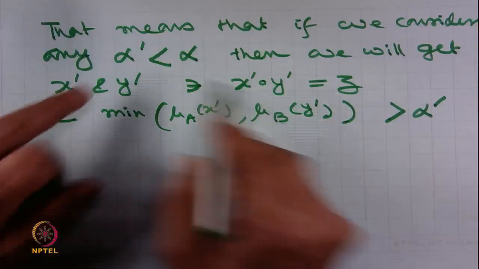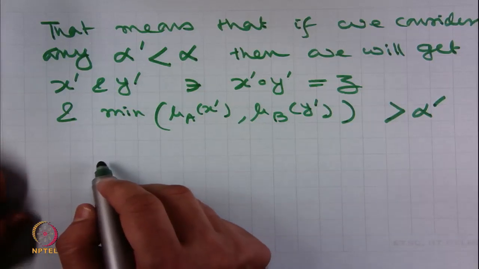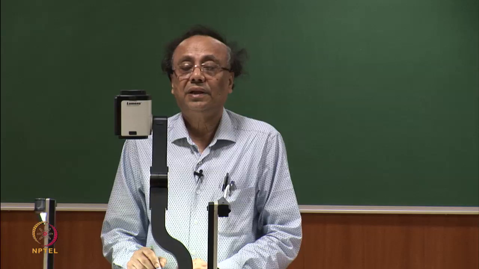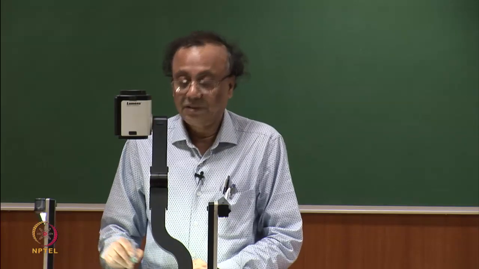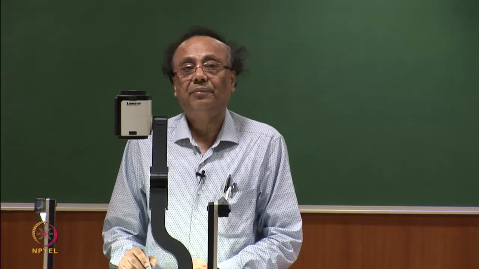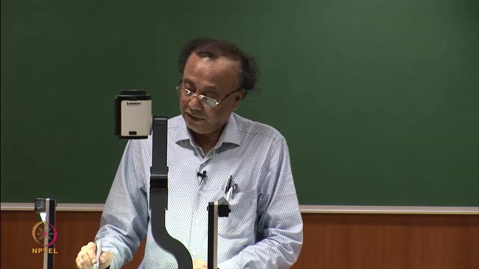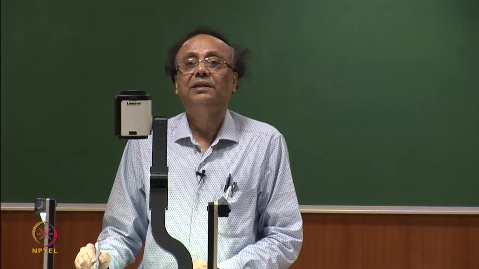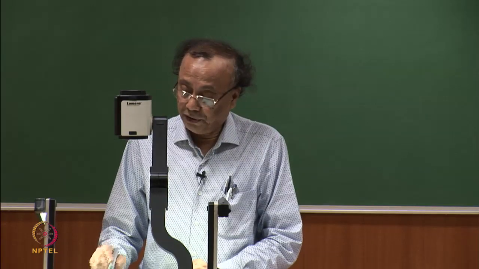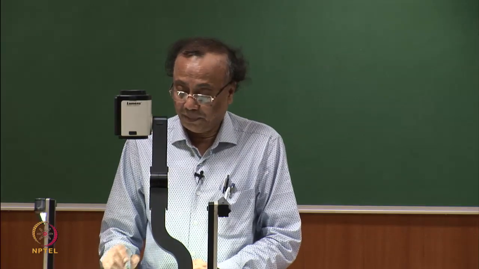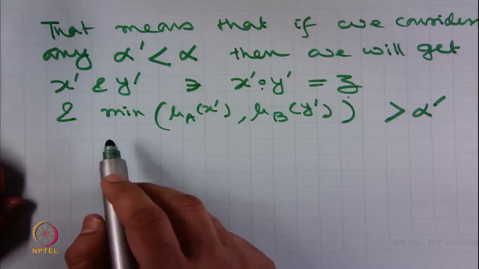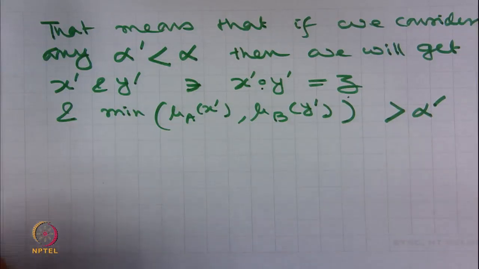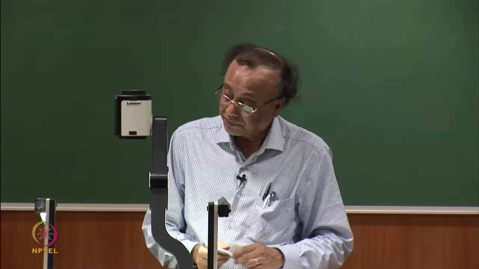Because if we do not get such x prime and y prime, then obviously the supremum of the minimum cannot be alpha, which is strictly greater than alpha prime. Therefore, the moment we choose any alpha prime which is less than alpha, we will get x prime y prime, which will produce the same z under the operation, but the minimum of this has to be greater than alpha prime.